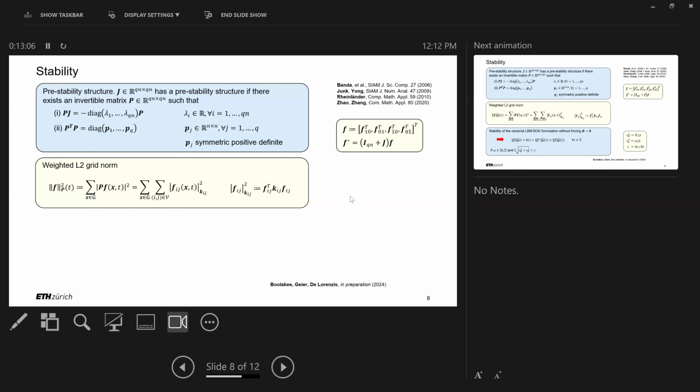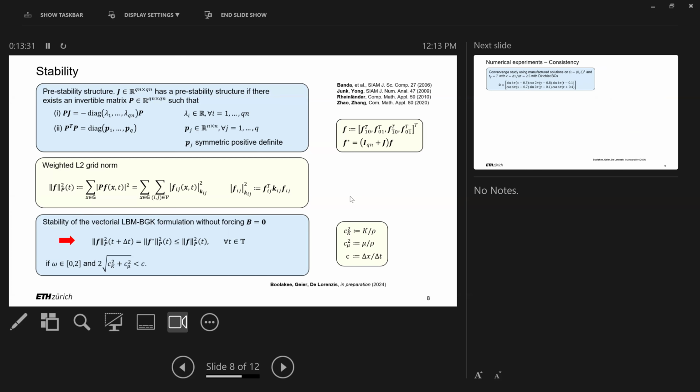So we sum over all lattice nodes. We weight our population vector with this matrix. And we can also decompose this using this property here. So instead of applying the capital P to the whole vector of populations, we can take the individual populations and compute these weighted L2 norm products.